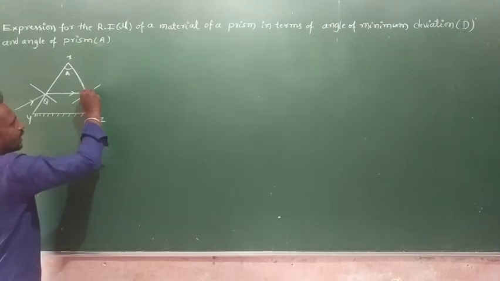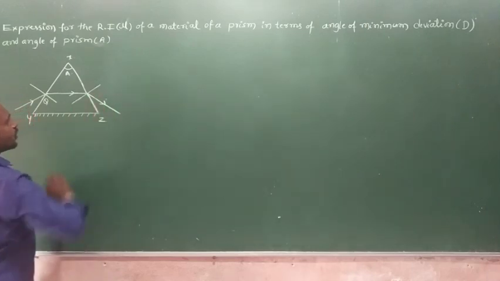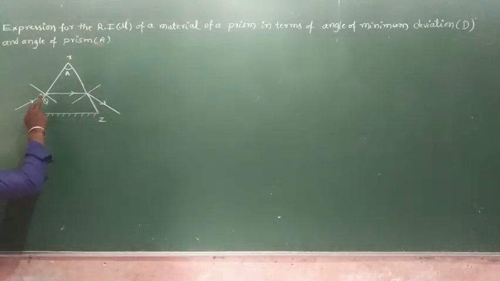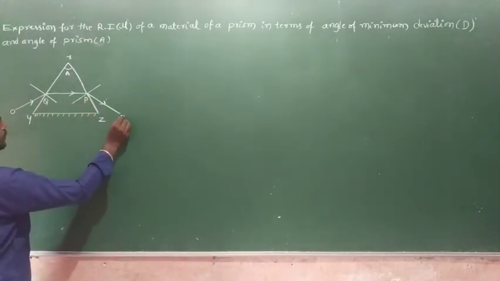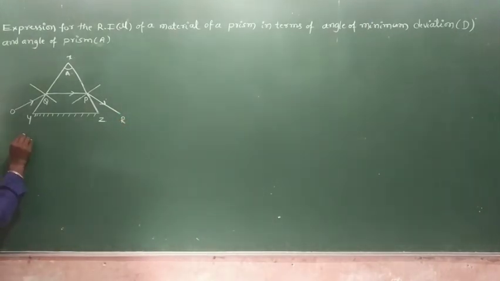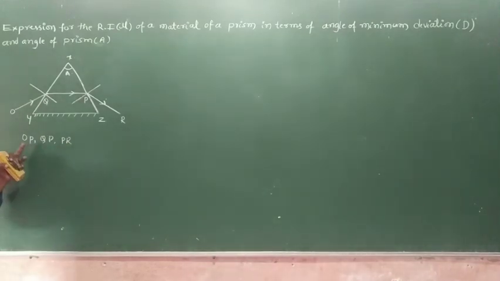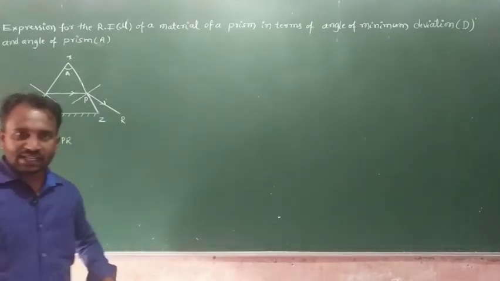This light ray is again refracted. This light ray we consider the incident ray. Here we consider the points O, P, Q and R. OP is the incident ray, QP is the refracted ray, and PR we consider the emergent ray.